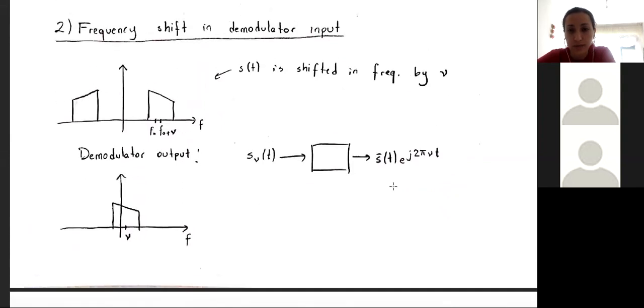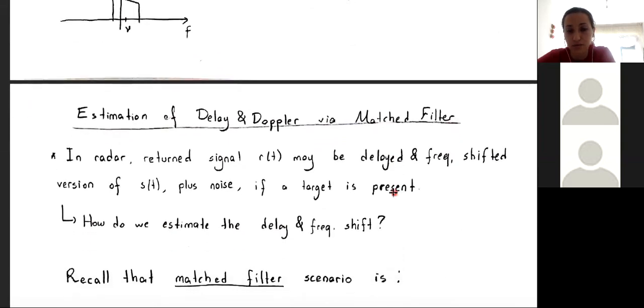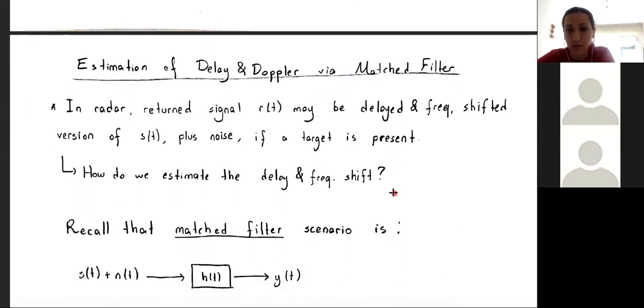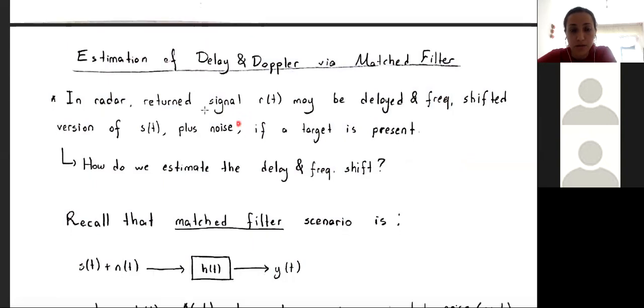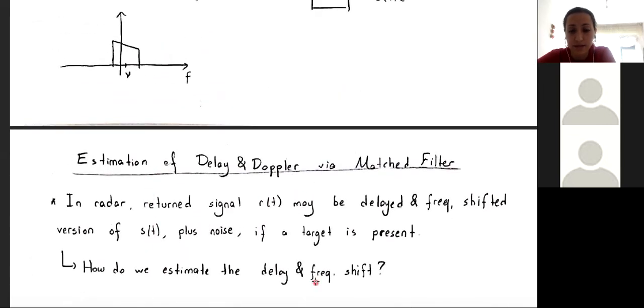Now that we know these two effects, we can understand how to design this radar pulse to get good frequency or velocity and delay information. So let's consider now this setting. The input of the demodulator system is a returned signal, R of t, which is a delayed and frequency shifted version of your original radar signal, S of t. And there is, of course, some noise on top of that. So we receive this return signal due to a moving target.